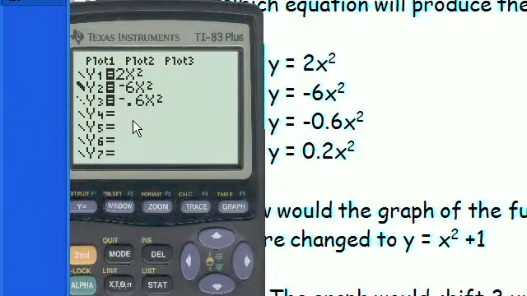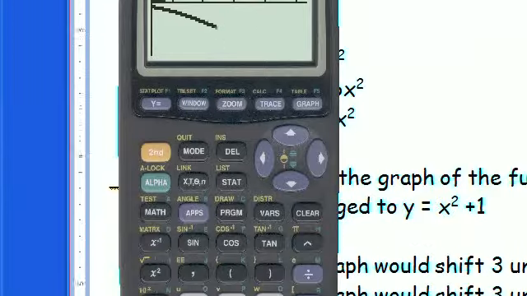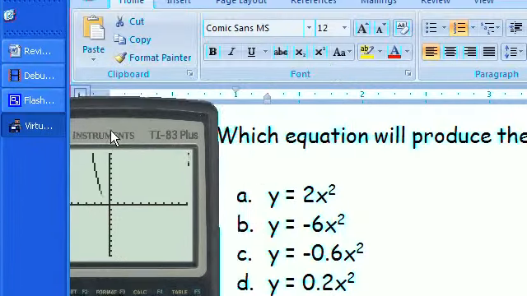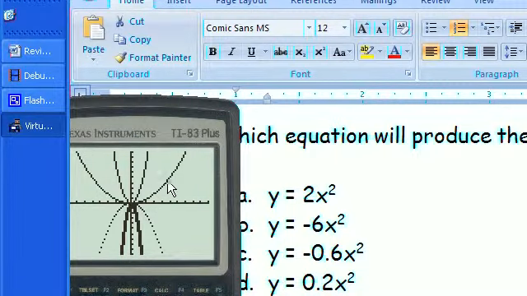And 0.2x squared, which I'll make a regular line also. Let's see what those graph. Oops, can't tell anything from there. So we'll go to Zoom 6, ZStandard. There's 2x squared, negative 6x squared, 0.6x squared, and then 0.2. Look how wide that one is.